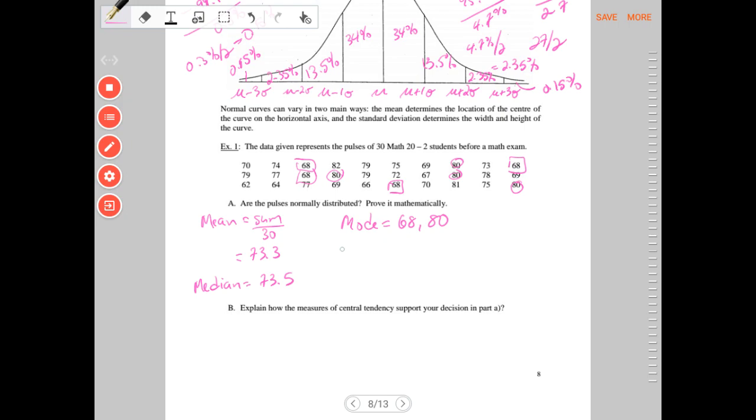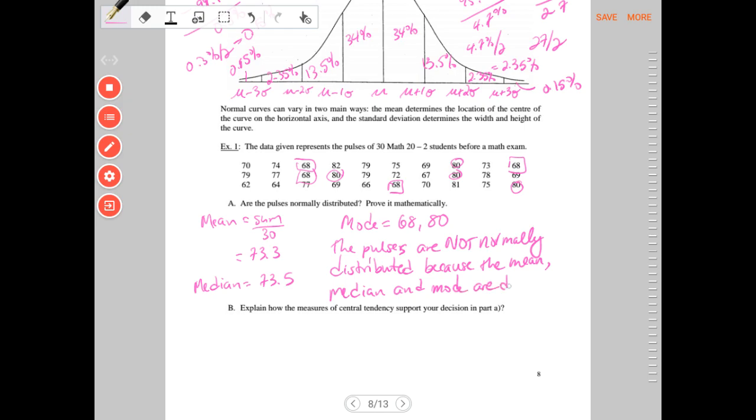So therefore, the pulses are not normally distributed because the mean, median, and mode are different. They all have to be relatively the same.